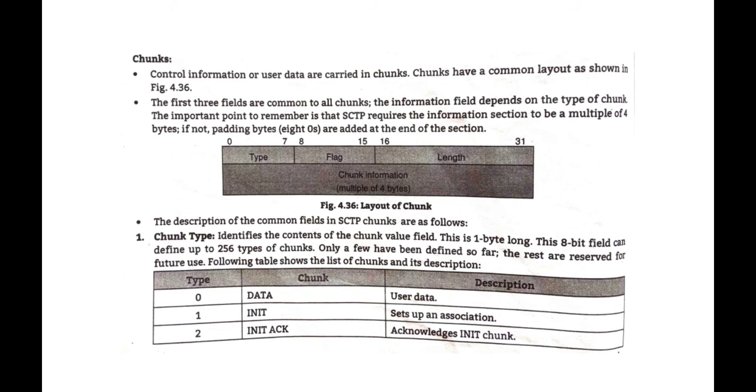If we use chunk type 0, it means this is data, it contains the user data, and the receiver understands that this is user data. If we use the INIT chunk, with type 1, it means setting up the connection, it is used for connection establishment. If we use the type 2 chunk, that is INIT ACK, it acknowledges the INIT chunk, meaning the connection is established properly. For that we use the INIT ACK chunk. Just like in TCP, here also there are different types.